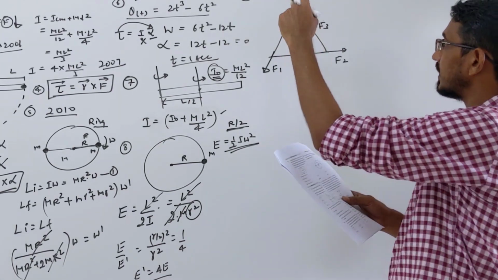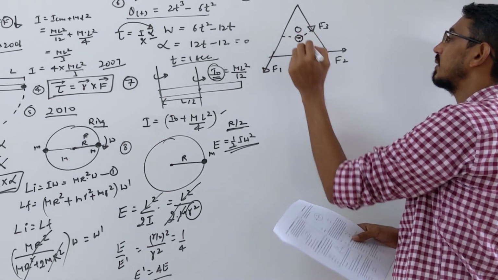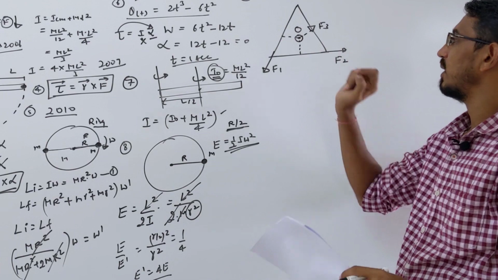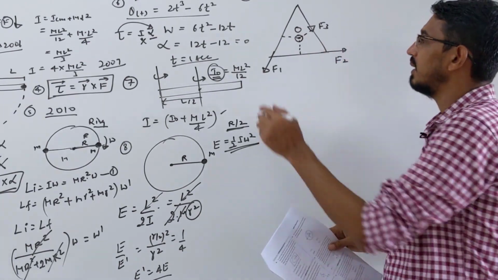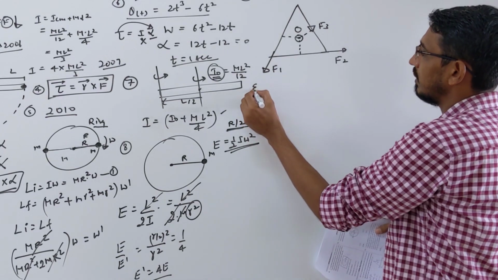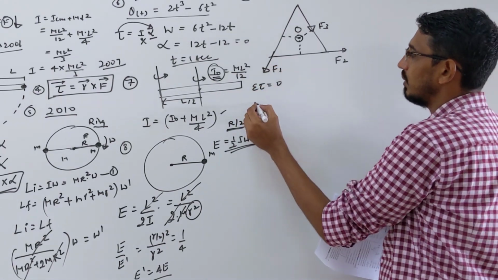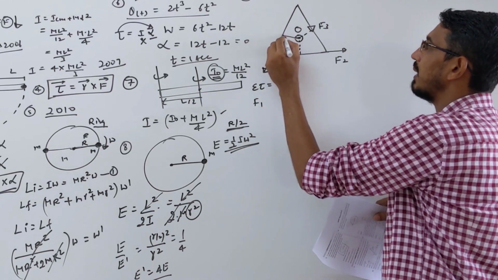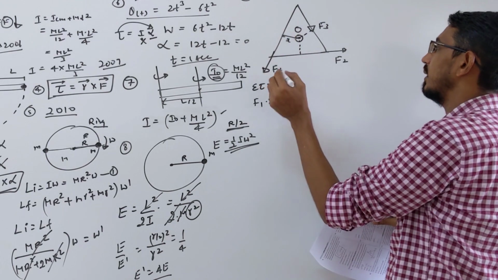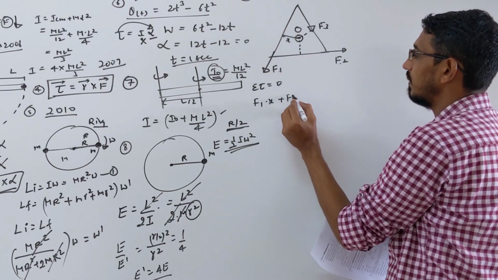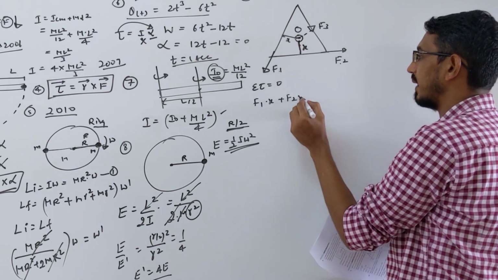So first understand the equilateral triangle. Everybody has the same distance from here, right? Suppose you write the net torque here, then you write F1 into that perpendicular distance. Net torque is already given as 0. You write the torque due to this force, F1 into the perpendicular distance, let's call that x, F1 into x. Then this force F2 into the distance, and for this also the distance will be x.